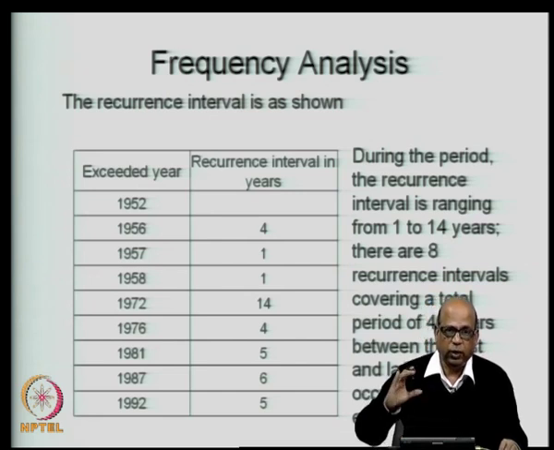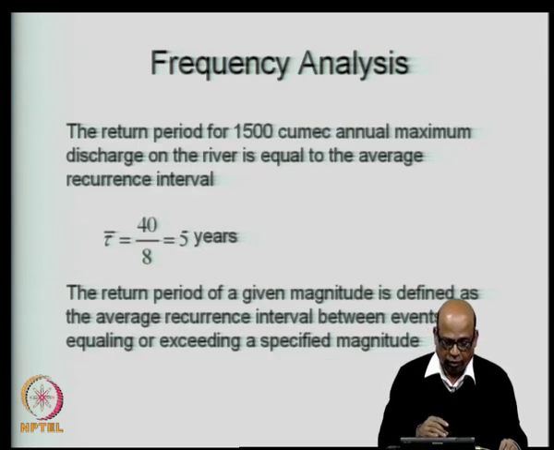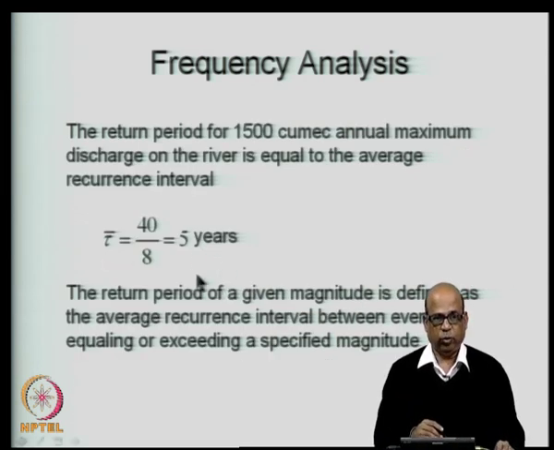We leave out the first one, that is, after the first one has occurred, how many times it has recurred and what is the average recurrence interval, that is what we are talking about. And therefore, the average recurrence interval comes out to be 5 years.